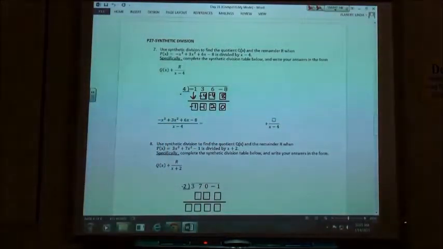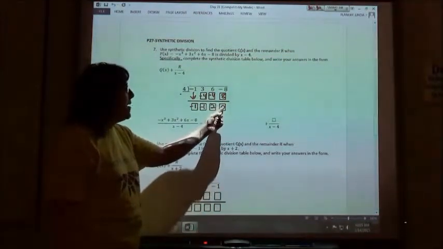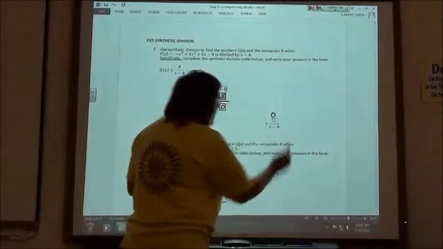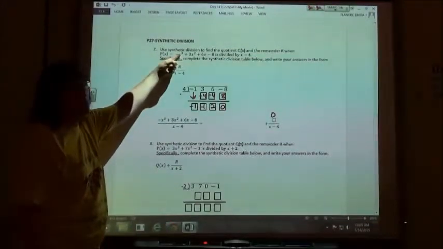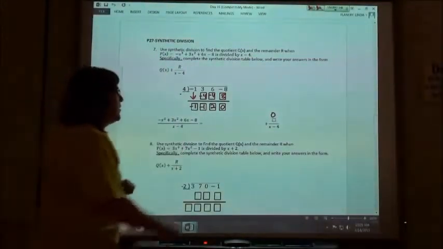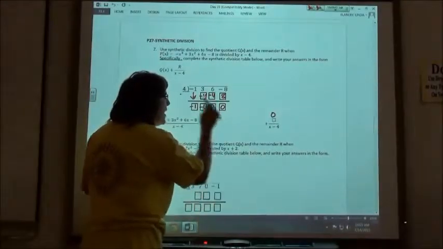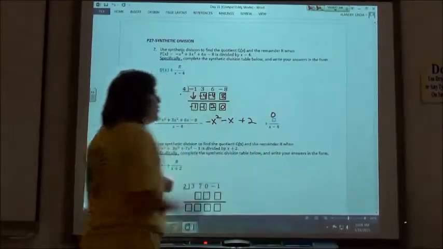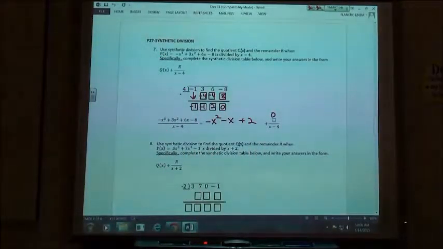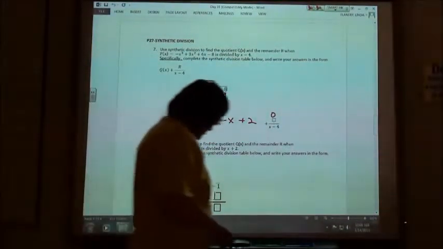So drop the first number and then multiply and add, multiply and add, multiply and add. What happens is the end number is your remainder. That's going to go in the little box above the fraction. The numbers in front of that are the coefficients to your answer, 1 degree lower than your original polynomial. Since this was a 3rd degree polynomial, we're going to have a squared. So I'm going to have a negative 1x squared, which would be negative x squared, minus an x, plus a 2, and then of course our remainder is 0. That's a lot quicker probably than doing long division once you get the hang of doing synthetic division.